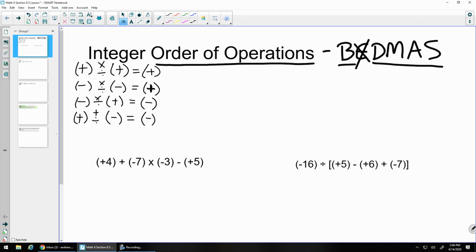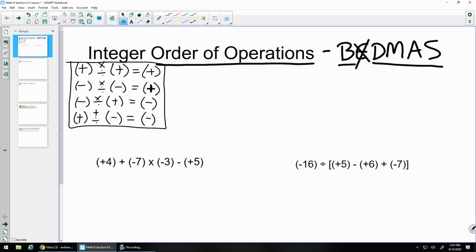So if you just have one negative, you're going to get a negative. Or for longer equations of just multiplying and dividing, if you have an odd number of negatives, your answer is going to be negative. Okay, so that's our rules for multiplying and dividing. Always for multiplying and dividing, those rules work. For adding and subtracting, we don't have as simple of rules as that.